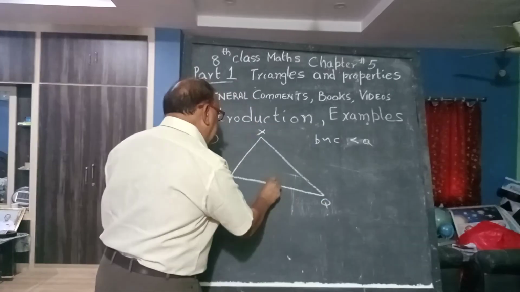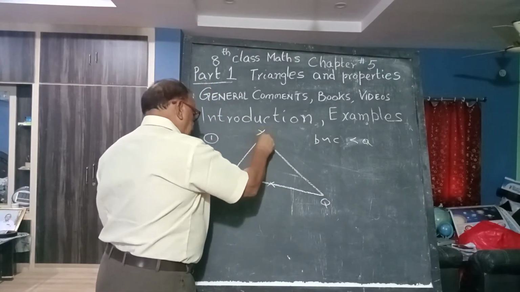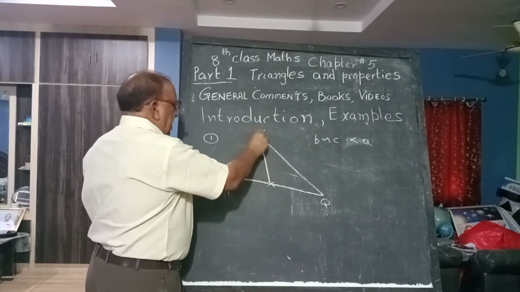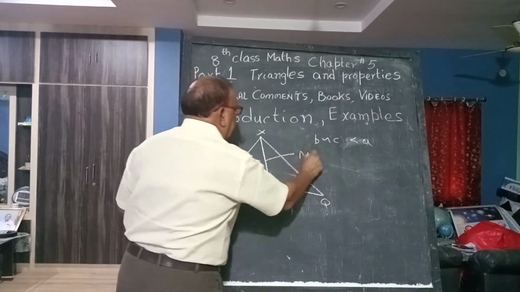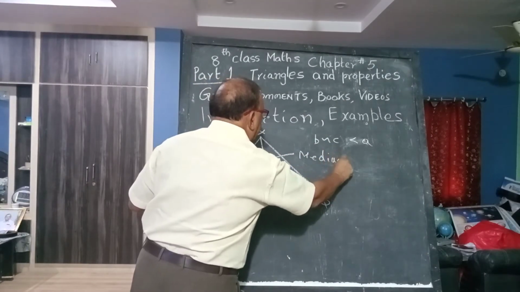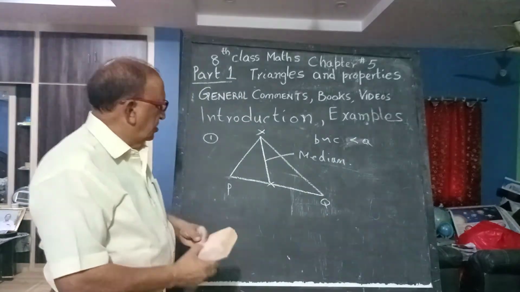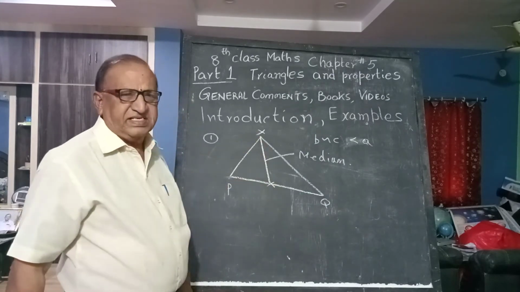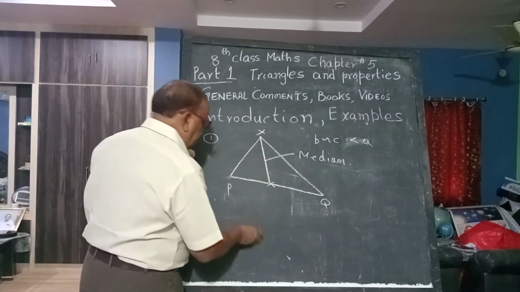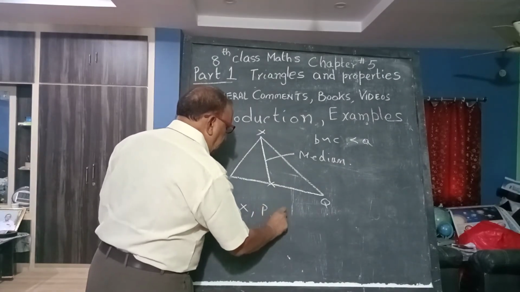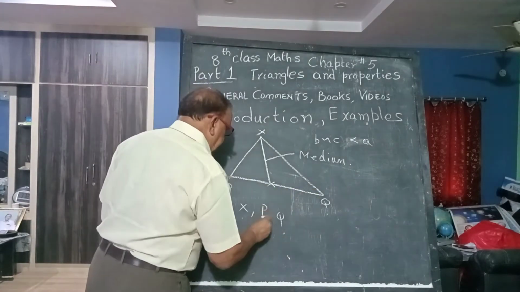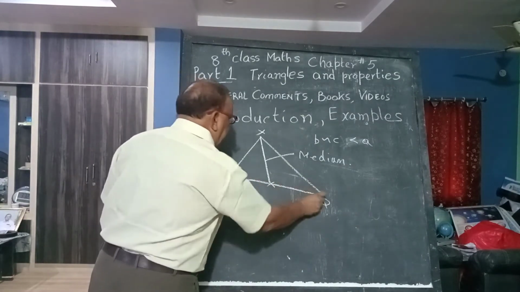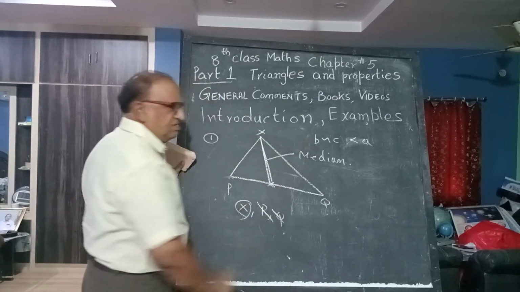Now, if you take the midpoint of one side and join it to the opposite vertex, then this line is called a median. A median is a line joining the midpoint of one side of a triangle with the remaining vertex. For example, here you have X, P and Q. Which side did you take? P, Q. P and Q are taken, and what is left over is X. So take the midpoint of P, Q and join to X, and that is called the median.